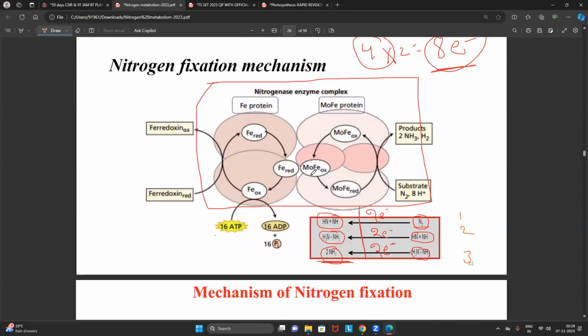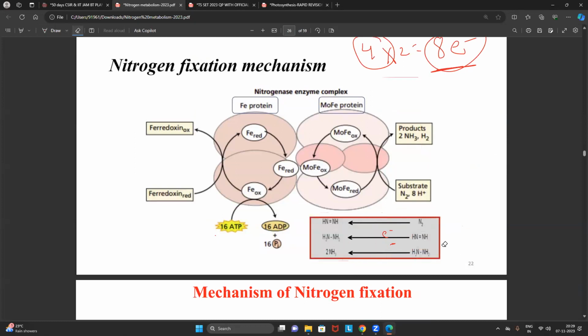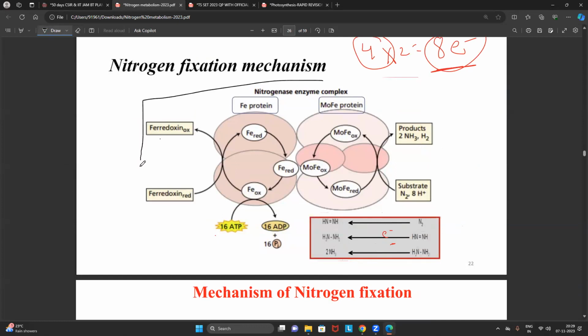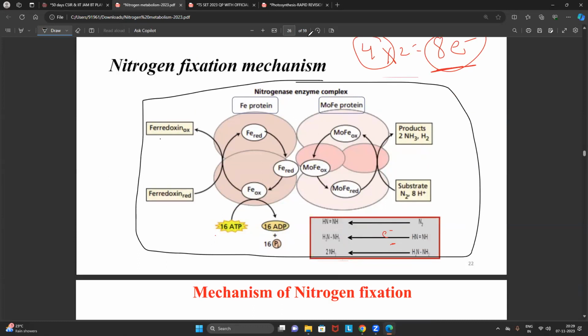Now, that is also not the question. Where are these electrons coming from? That is the crucial point here. Now, every one of you focus on the diagram. Try to understand the diagram very accurately. Focus, be patient. Look into that. See this? This is the nitrogenase enzyme. This is subunit 1. This is subunit 2.